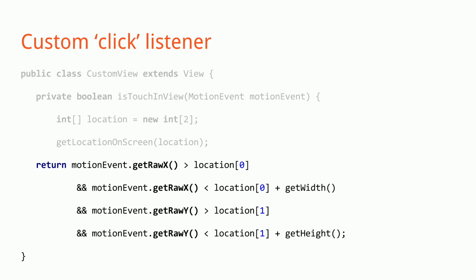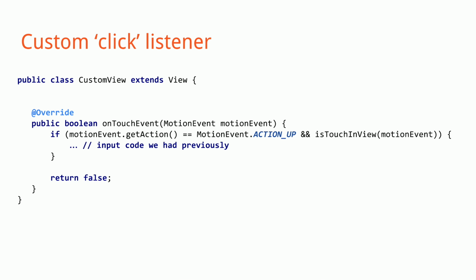The reason for that is because every time these motion events are passed down from view to view, it gets translated according to the view it's in. So if you just do getX and getY, it's going to be the x and y according to that view, not according to the whole screen. So now that we've handled all of that, in the end we would just do something like, if it's an action up event and the touch was in the view, then let's handle it the way we want to.